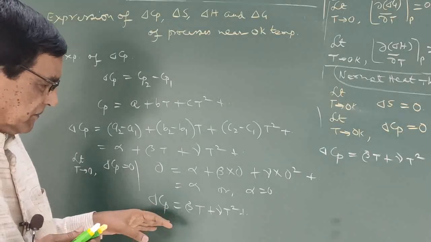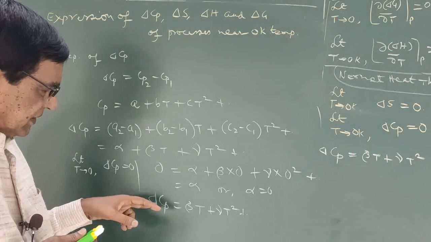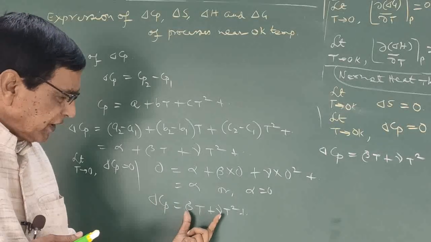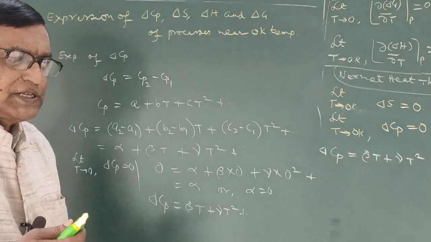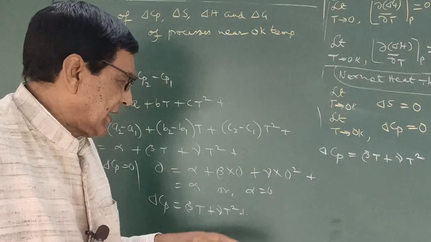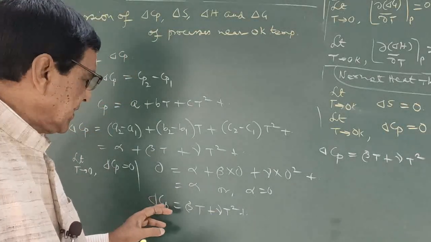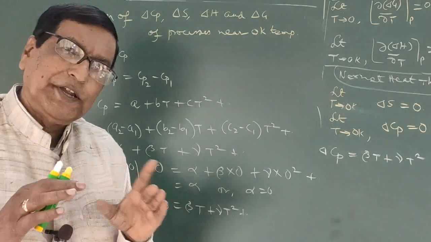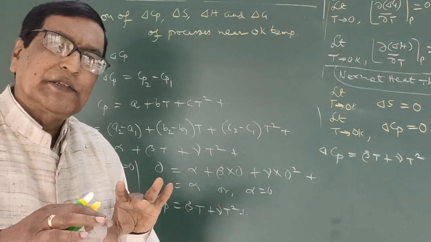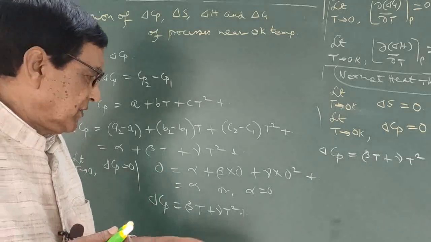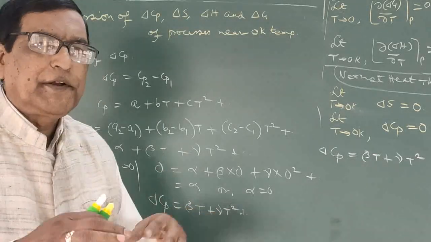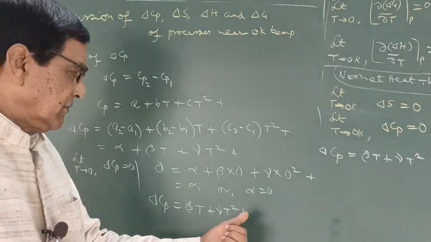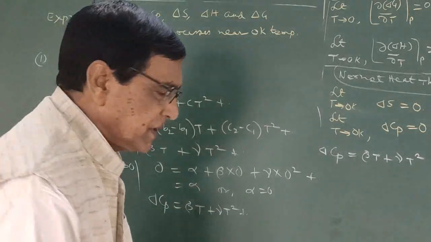And actually, for getting these two values beta and gamma, two equations have to be framed up at two different temperatures. Delta Cp has to be found experimentally, and we get these two equations, and by solving these two equations we can have beta and gamma. These are known as thermal data for getting this delta Cp value.